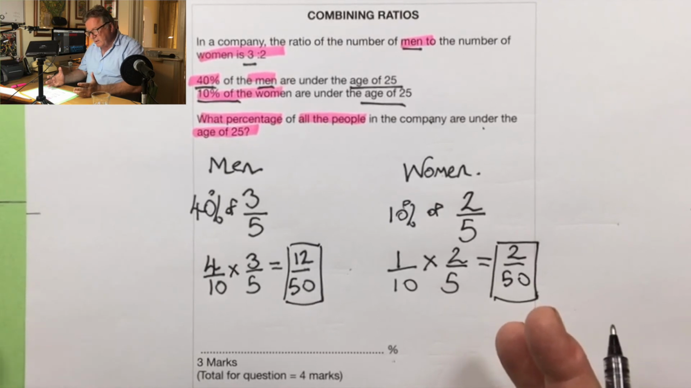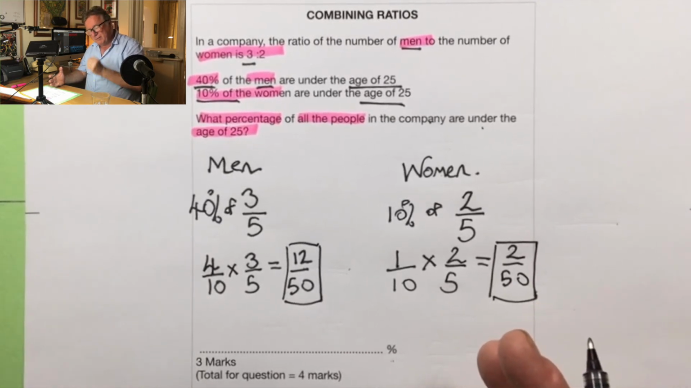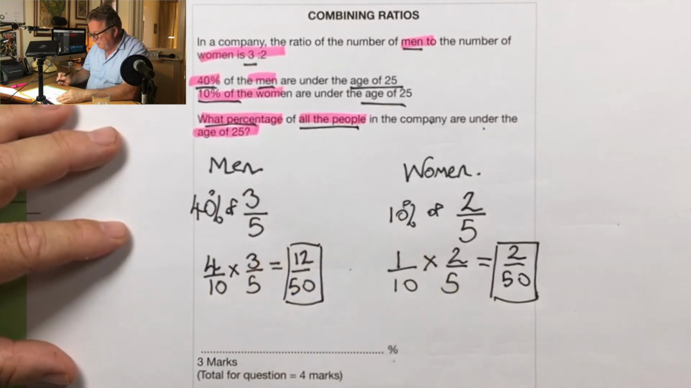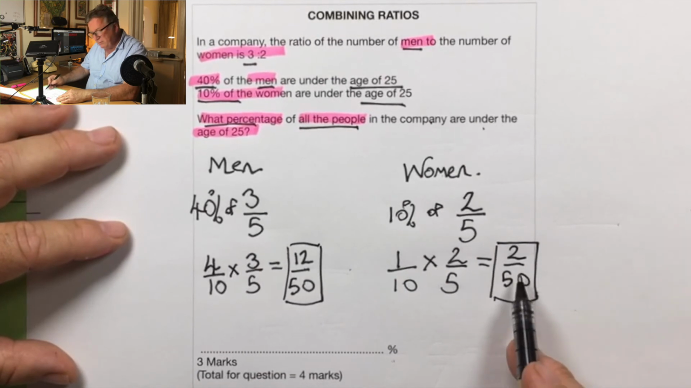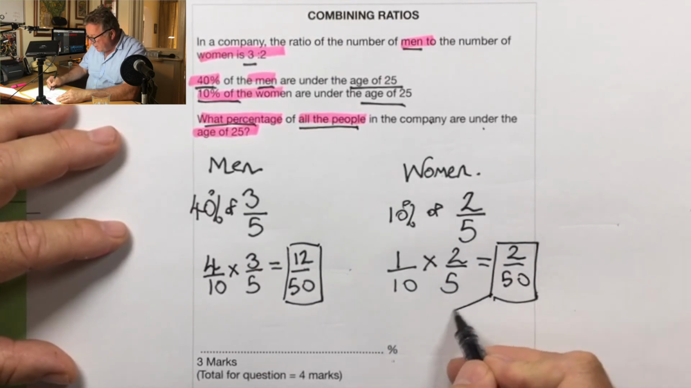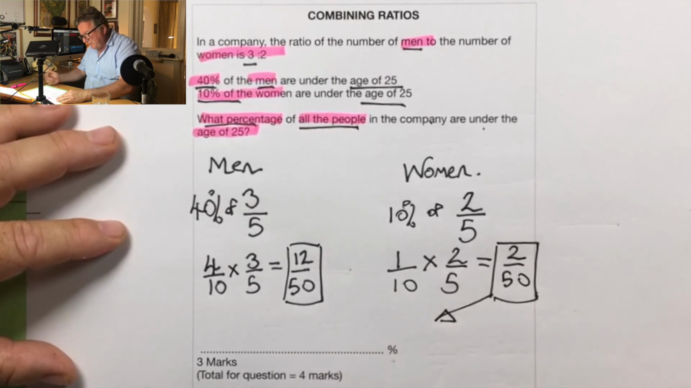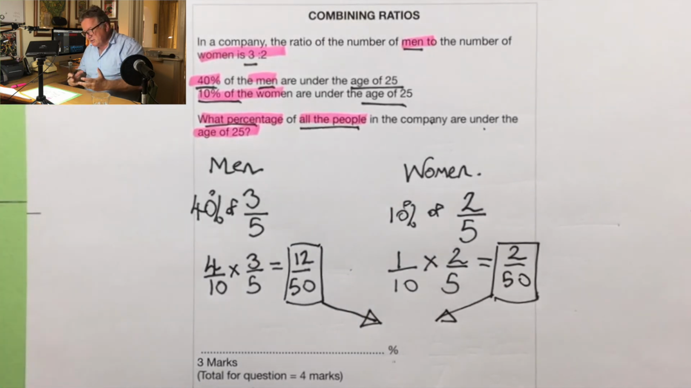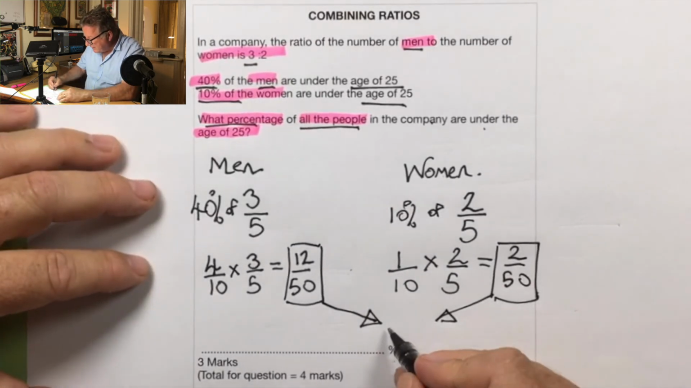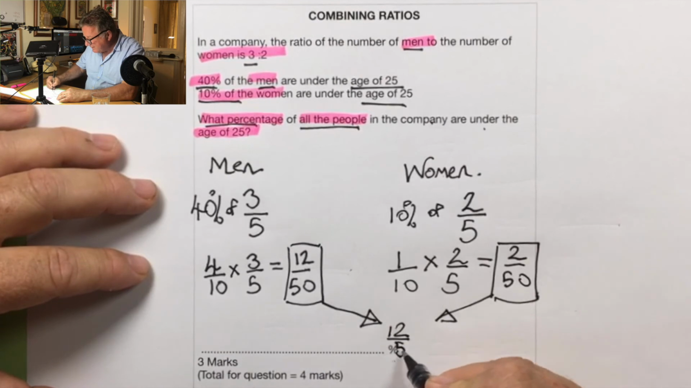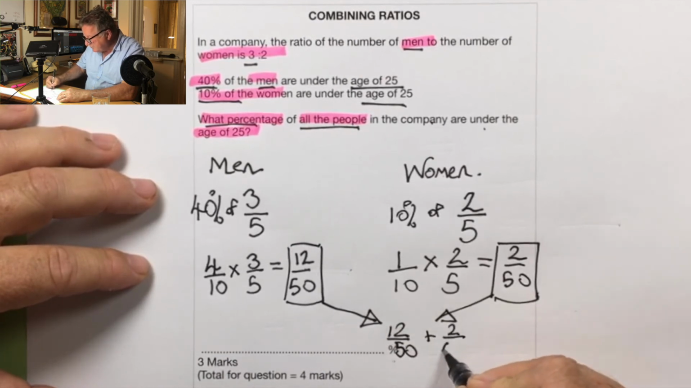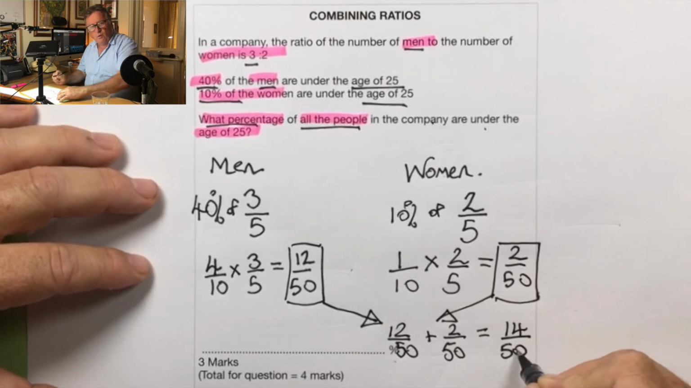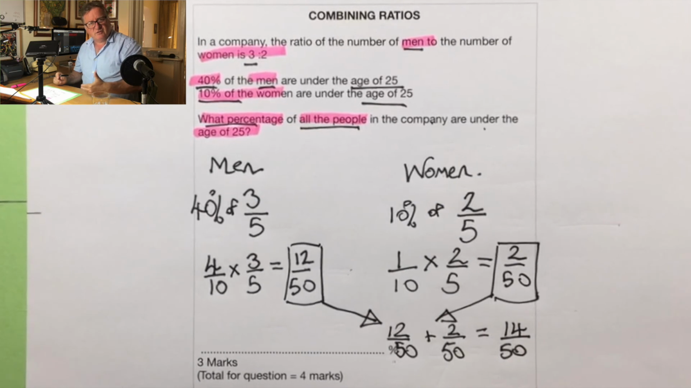Now let's go back to the question. This is clearly a grade 5 because of the subtlety in it. We want the percentage of all people. We know the fraction of all people that are women under 25, that's 2/50. We know the fraction of employees that are men under 25, that's 12/50. Let's combine that, and I've got 12/50 plus 2/50 is 14/50. That is the fraction of all employees that are under the age of 25.